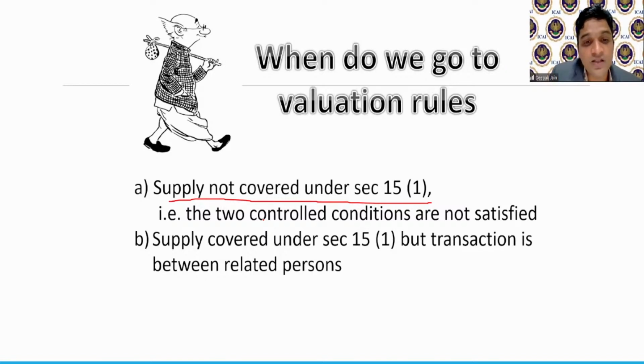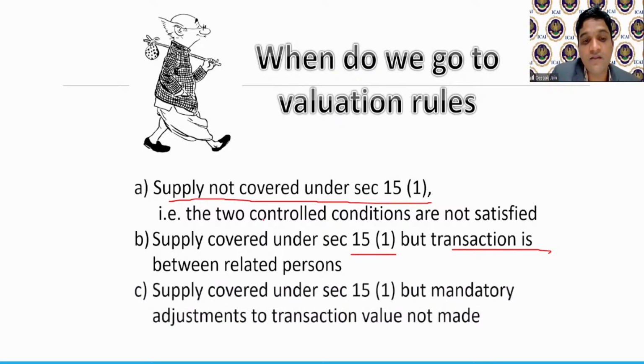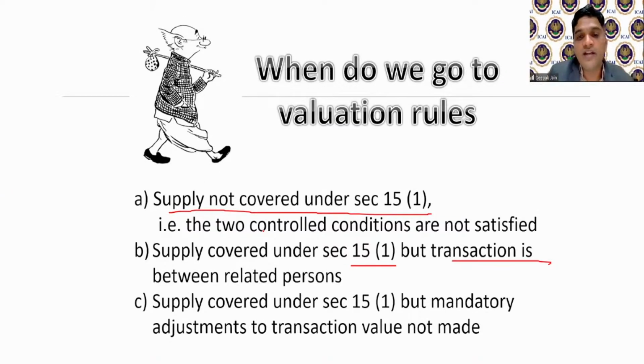Or the supply is covered under section 15.1, but the transaction is with related persons. Or the supply is covered under section 15.1, but those mandatory adjustments of 15.2 and 15.3, what we said, if you're not doing those, then also you will go to valuation rules. So in these three conditions, you will go to the valuation rules. And valuation rules luckily is not in your syllabus. So you have a good opportunity of not getting into that. Okay.